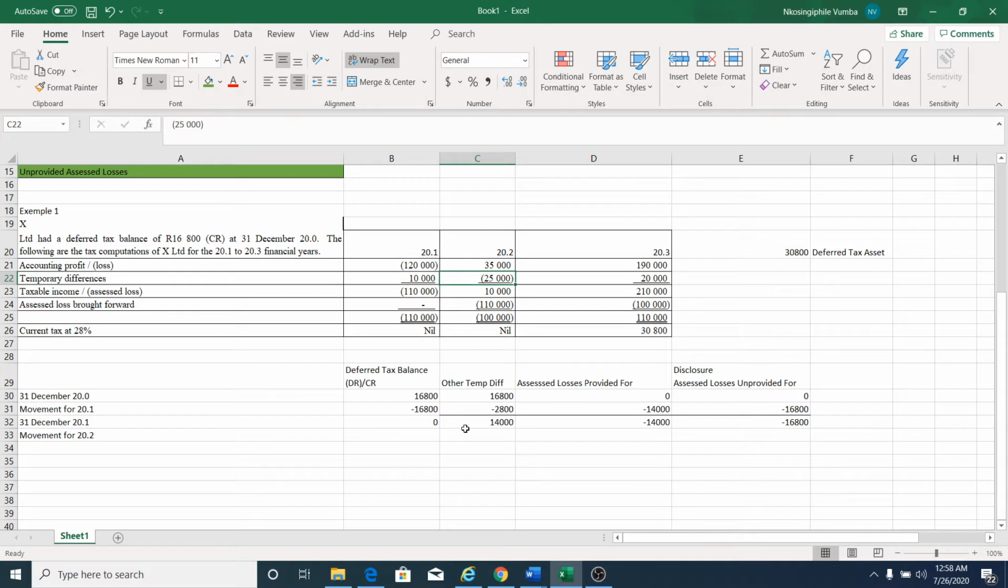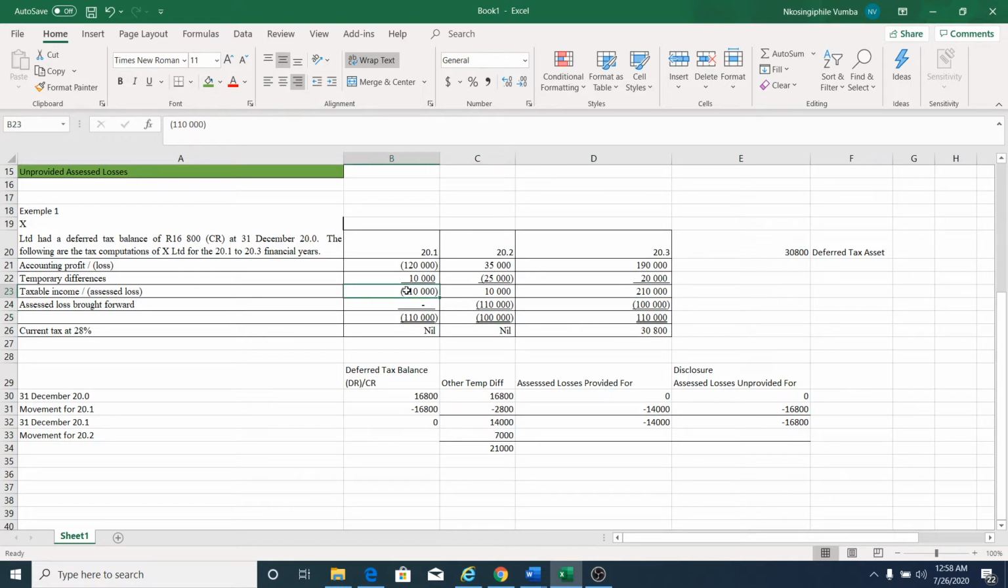Okay, guys, it's a taxable temporal difference, and we said taxable temporal differences are positive. Okay, that's the first step. And then the second step, what you need to do is add the two, because they are all positive. They should give you 21,000 rand. Okay, and then we move to this part in here. So what is happening here is for 20.2 we have an assessed loss of 100,000 rand.